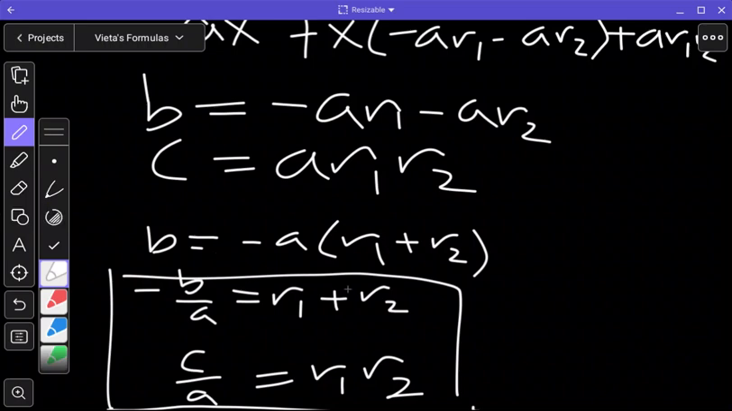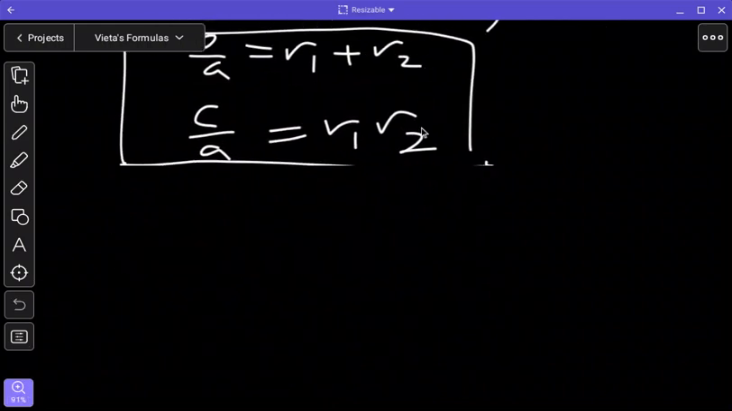These two expressions are Vieta's formulas for a quadratic equation, and they hold for all quadratics. They tell us that the sum of the roots of any quadratic is equal to negative b over a, and the product of the two roots of a quadratic is c over a. And let's take a look at how we can apply this.